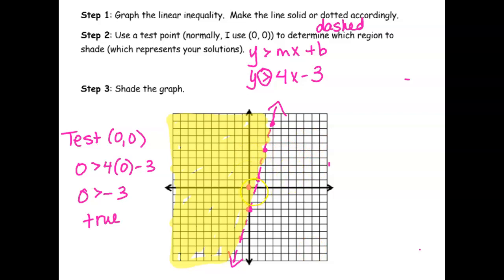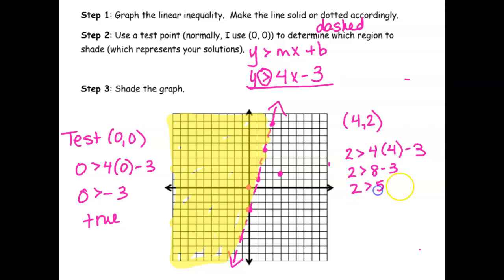I'm going to pick the point 4, 2. So 4, 2 is on the other side, which tells me that's not part of the solution set. Let's check that. If I plug it in, y is 2, greater than 4 times 4 minus 3. I'm just checking it against that inequality, and this comes out as 2 is greater than 8 minus 3, or 2 is greater than 5, and that's false.